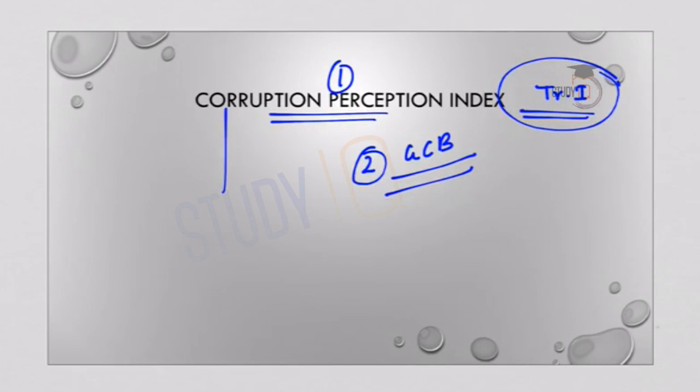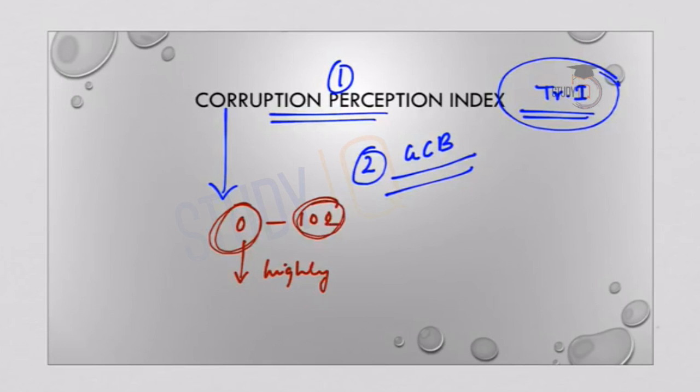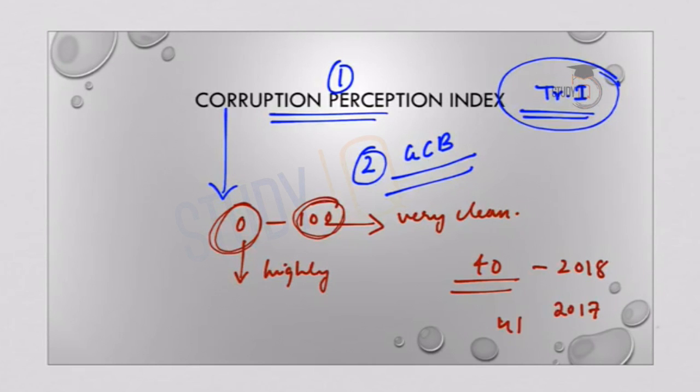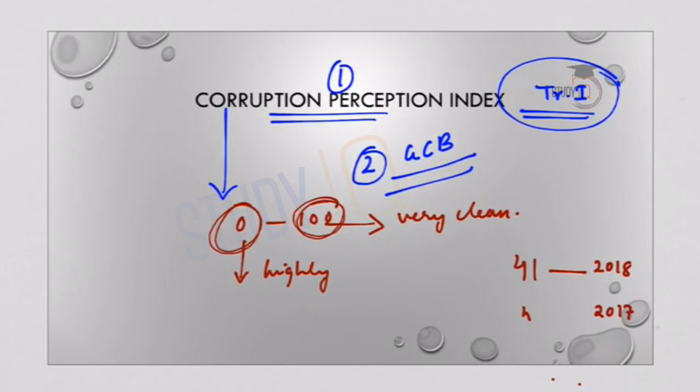So under the Corruption Perception Index, countries are given a score from 0 to 100 based on the level of corruption. So if a country scores 0, it means that the country is very corrupt or highly corrupt. And if the country scores 100, it means that the country is very clean, corruption free. So India has got a rank of 40 in 2018. In 2017, it was 41. India has got a score of 41 in 2018. In 2017, the score of India was 40.